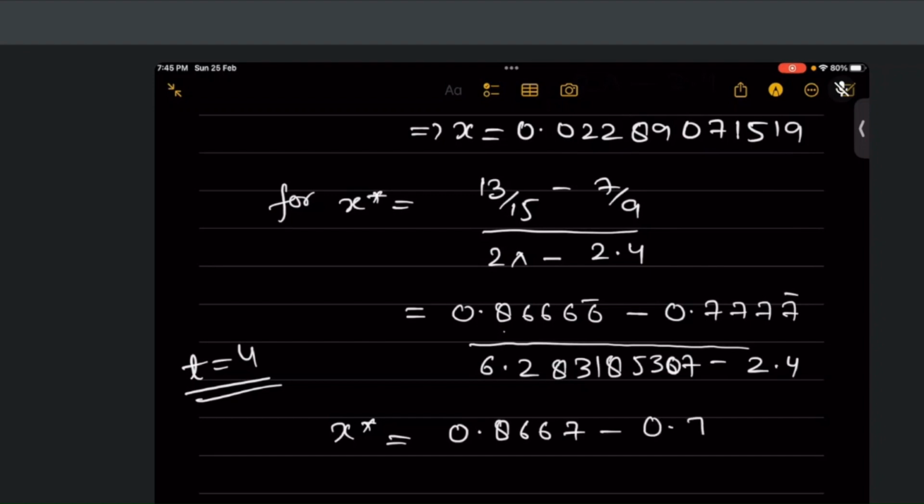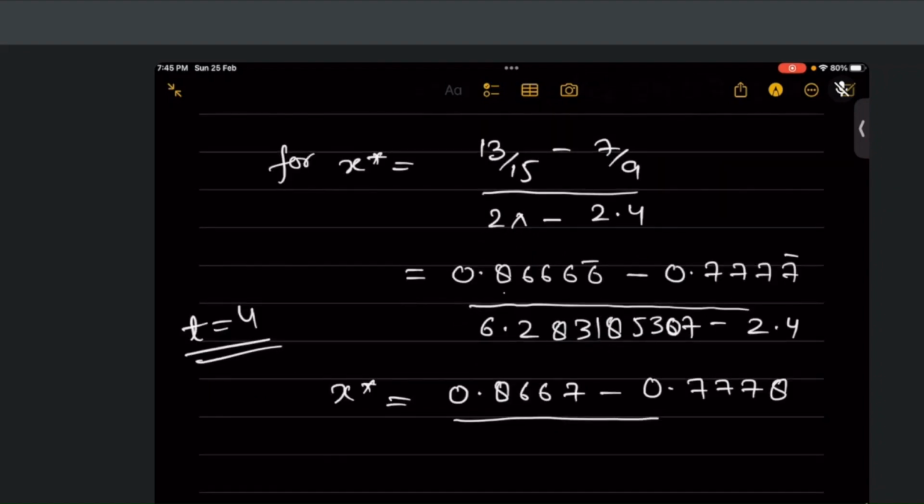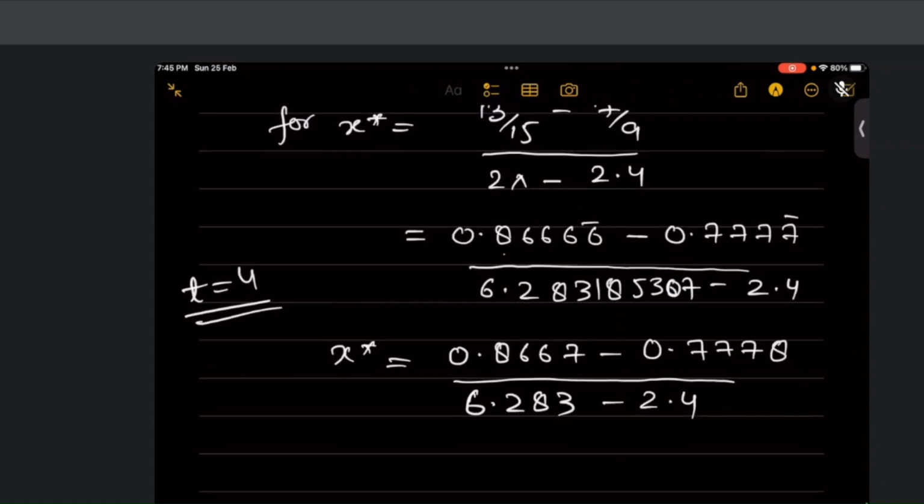Similarly here, it will be 0.7778. Correct? Now in the denominator, when you round off this, it will be 6.283. Why? Because after 3 there is 1, and 1 is less than beta by 2, and that is why it will be 6.283 minus 2.4. Now this you are getting as 0.0228946.